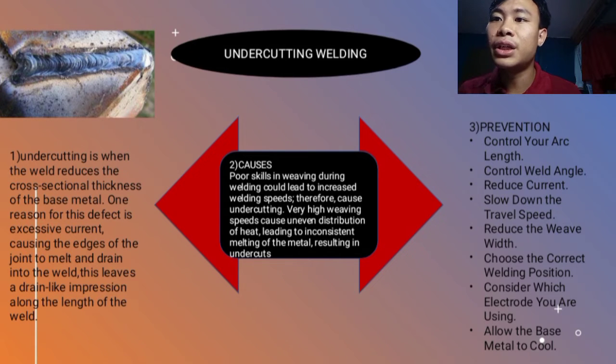Three, preventions. Control your arc length. Control weld angle. Reduce current. Slow down the travel speed. Reduce the weave height. Choose the correct welding position. Consider which electrode you are using. Allow the base metal to cool.